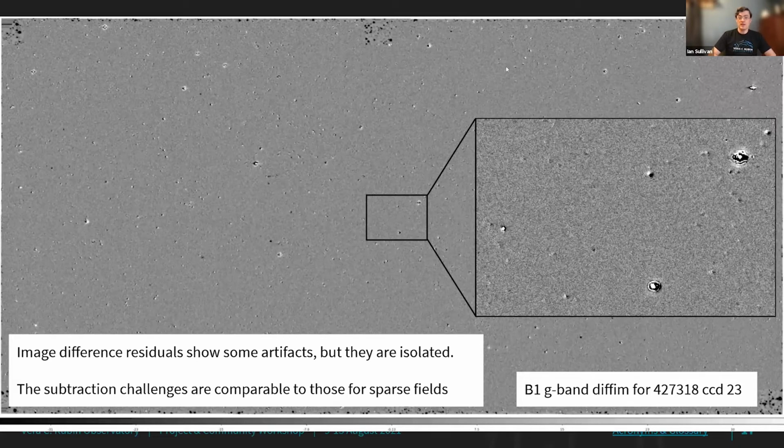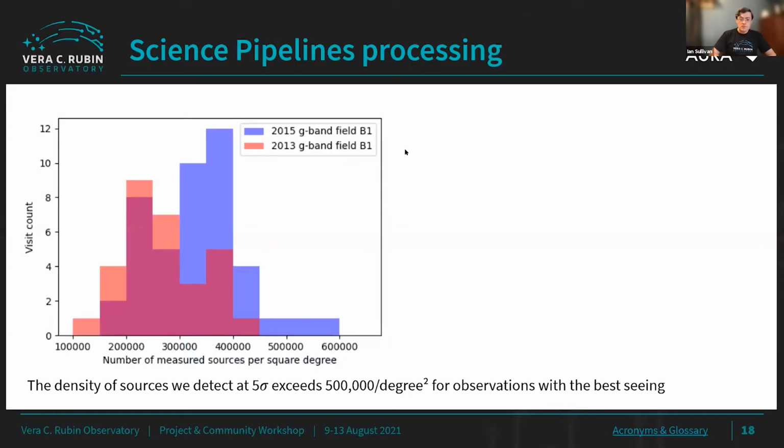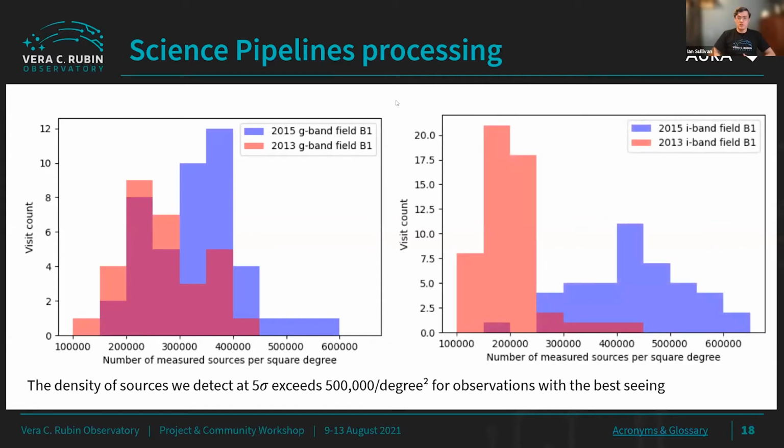And these artifacts are not significantly overlapping. So while we might have more imaging artifacts and some real sources in the difference image, it is not a fundamentally harder problem, it looks like, than for the sparser fields. Next slide, please. And for some reason, only one of the, oh, there's the other figure. Okay, it just took a little while to load.